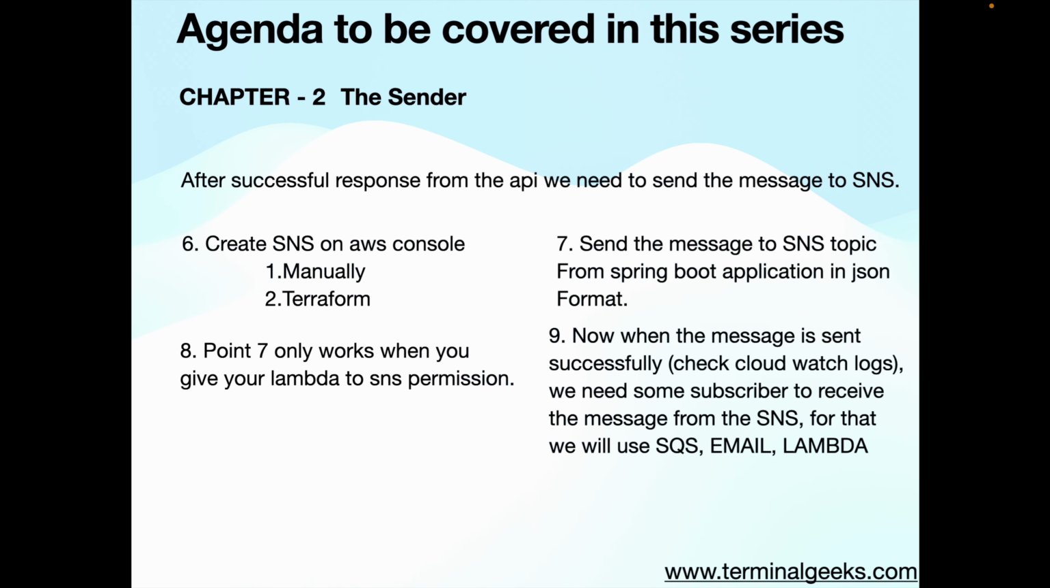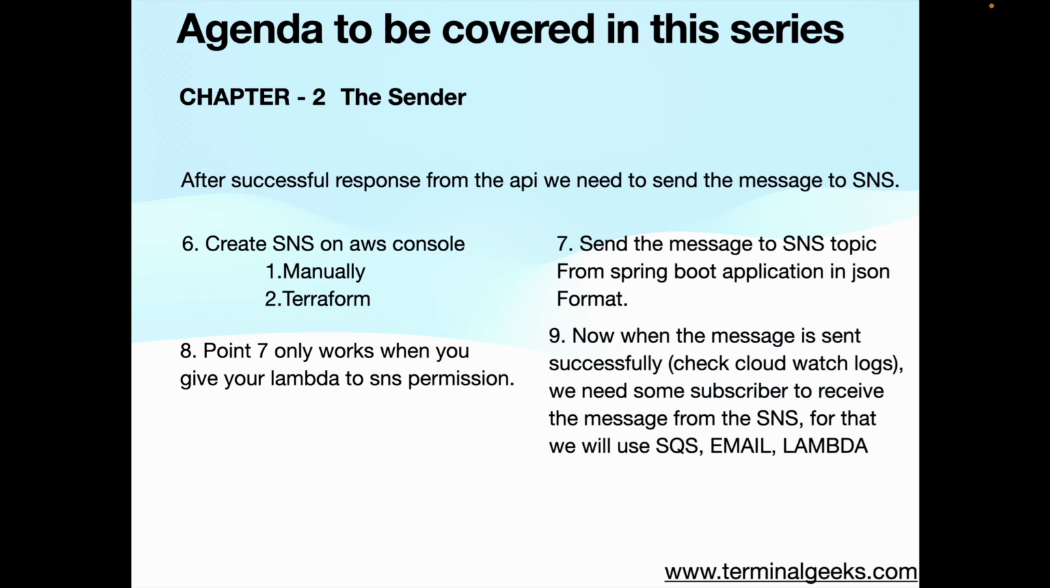So let's talk about what we are going to cover in this chapter 2. The sixth topic is to create an SNS topic on the AWS console because this is required. When the SNS topic is created, we will create some logic to send the message to the SNS topic from our Spring Boot application in some JSON format. And point 7 only works when you give your Lambda permission to SNS.